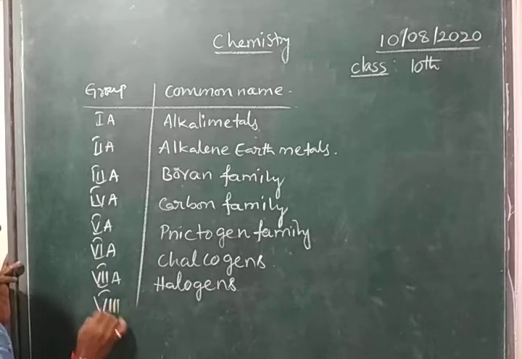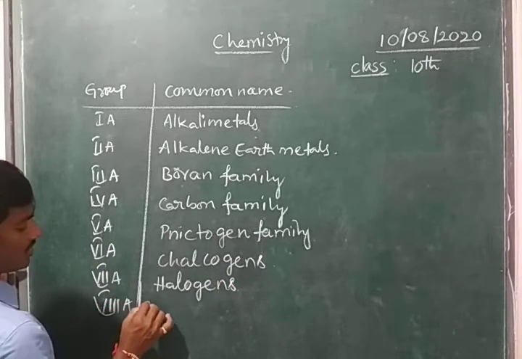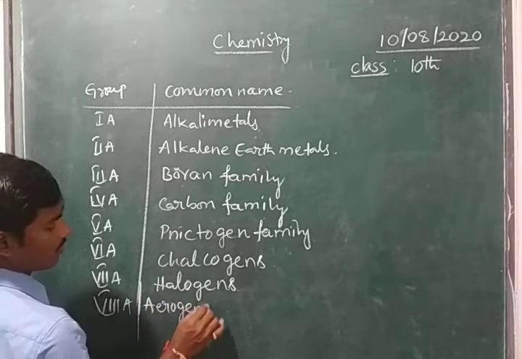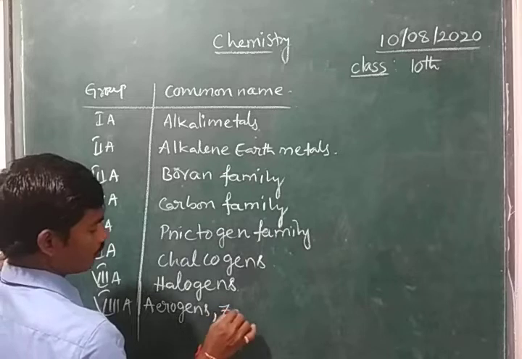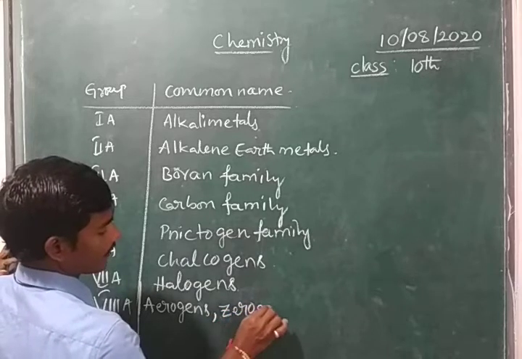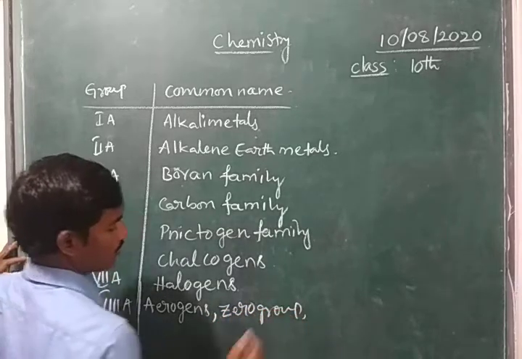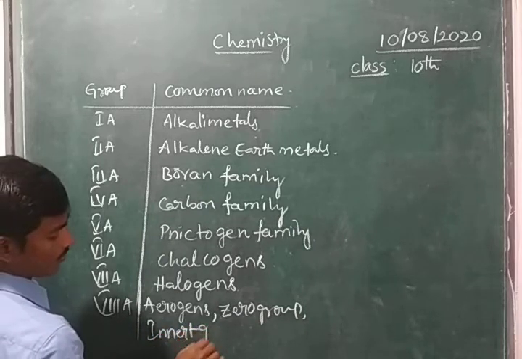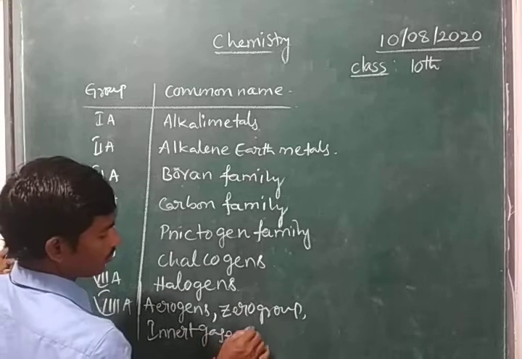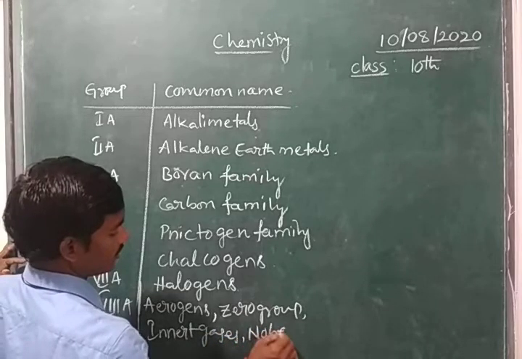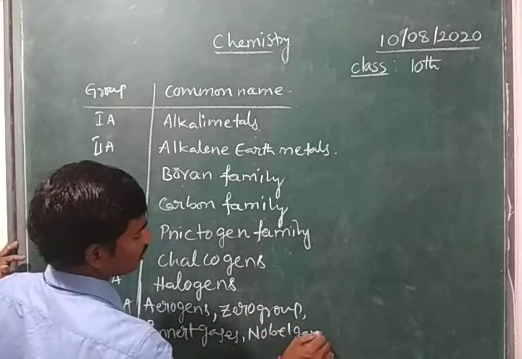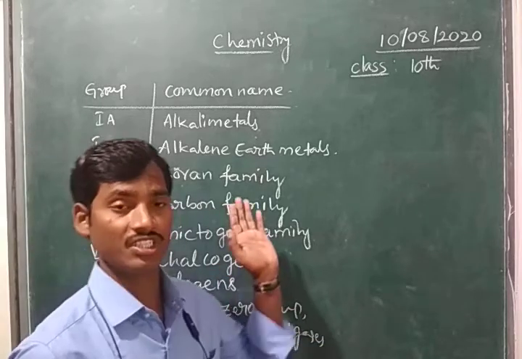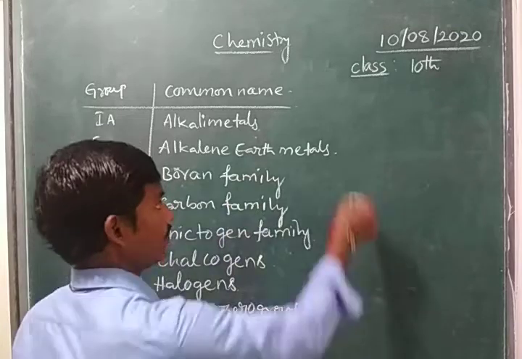And 8A group elements we consider as aerogens, or zero group elements, or inert gases, or noble gases. These are all the other common names for the first A to 8A group elements.